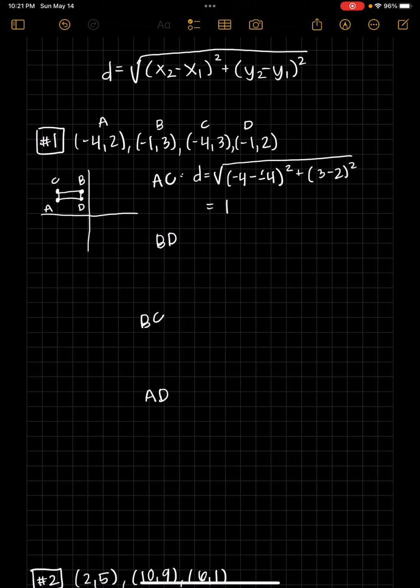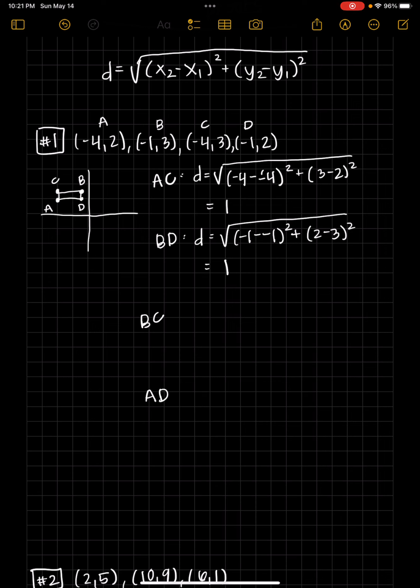Then let's do from B to D. Now, if this is truly a rectangle, which it should be, the distances should be the same, but let's double check. So I'm going to use D as my second point here. So I'm going to have -1 minus -1 squared plus 2 minus 3 squared. Okay, plug it into your calculator. You get 1 again, so that's great.